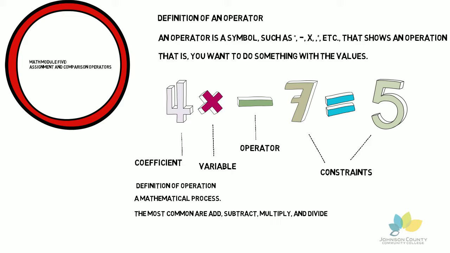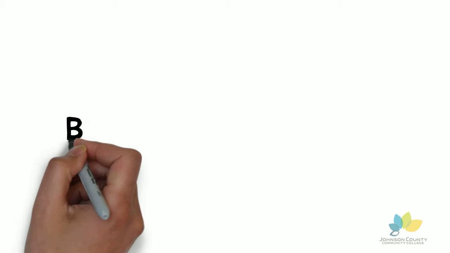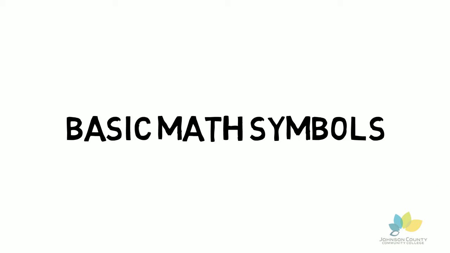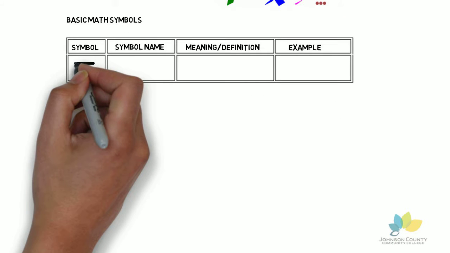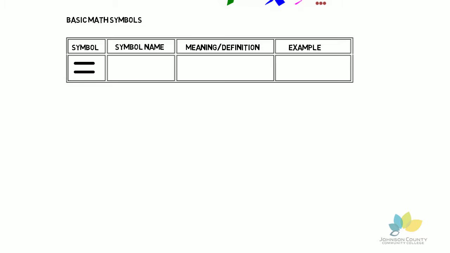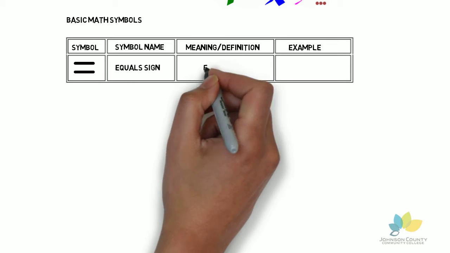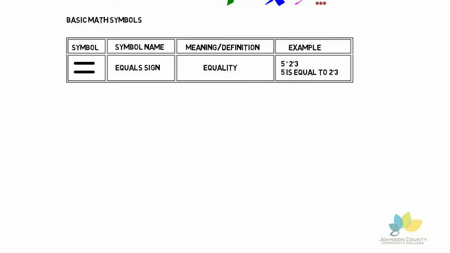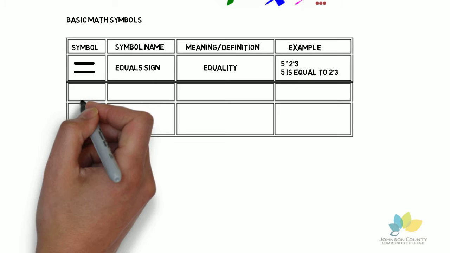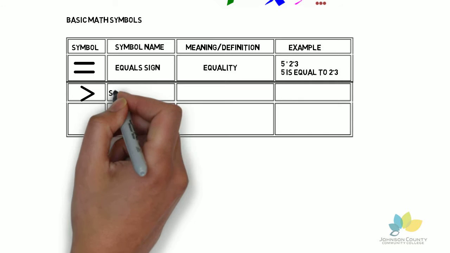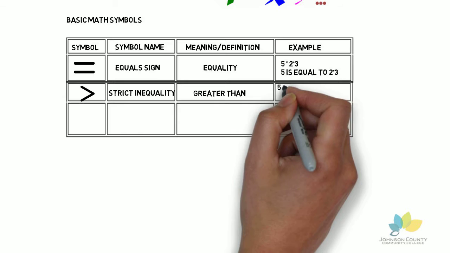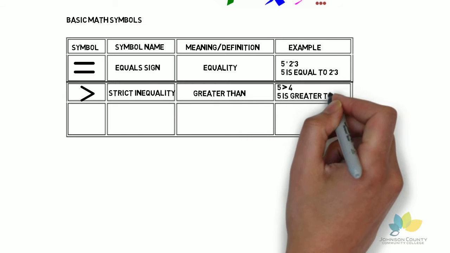Let's review our basic math symbols. This is the equal sign. Its meaning is equality. This is a strict inequality. Its meaning is greater than. This is the other strict inequality sign. Its meaning is less than.